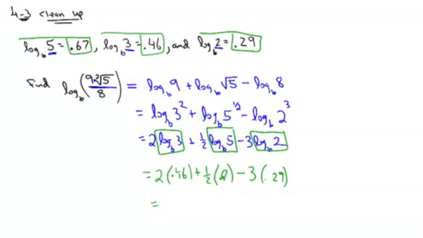Is it 0.92? I got 0.385. 0.385? You probably forgot the minus. 0.385. Oh, they went on and added everything. Well, yeah. Oh, you were doing it piecemeal? No, don't do it piecemeal. Type it right in your calculator. 2 times 0.46 plus 1/2 times 0.67.